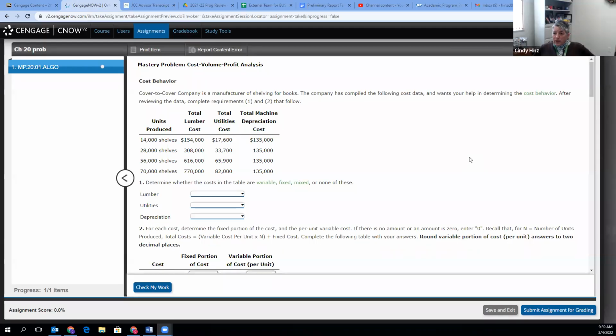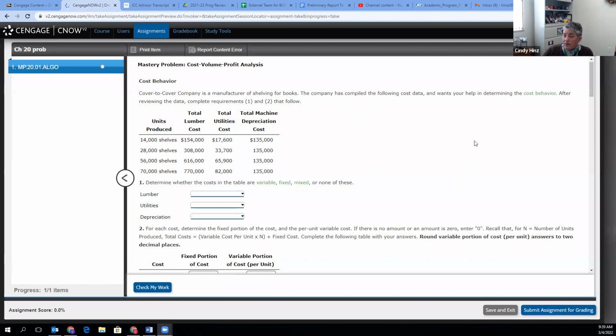So we're now going to look at the chapter 20 problem. We just finished chapter 20 in class yesterday, and so we'll take a look at this chapter 20 problem with the time that we have left. This problem, of course, is on CVP, or cost volume profit analysis. The first section is on cost behavior.